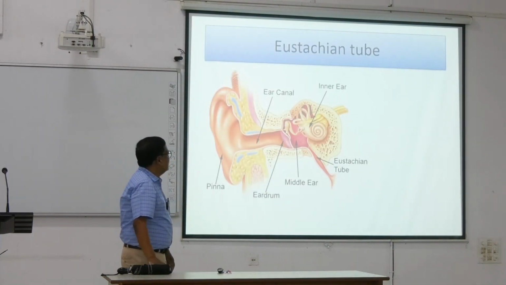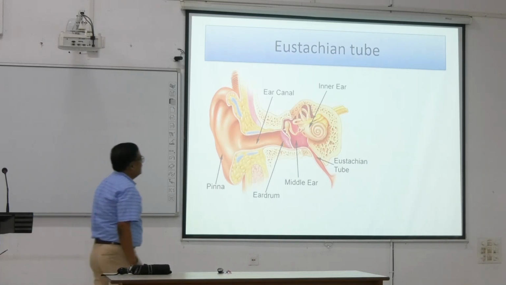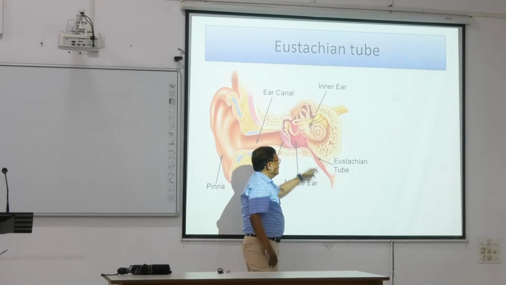Eustachian tube short note: it is a tube connecting the middle ear cavity with the pharynx.